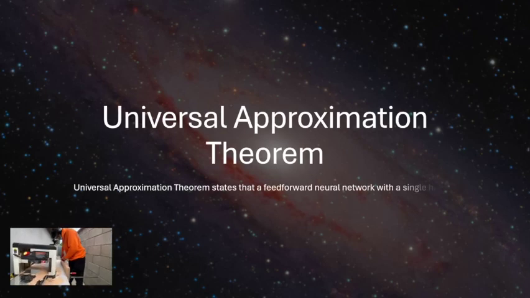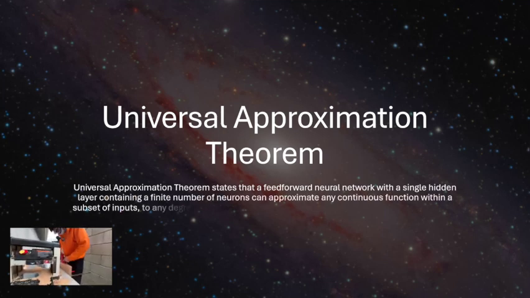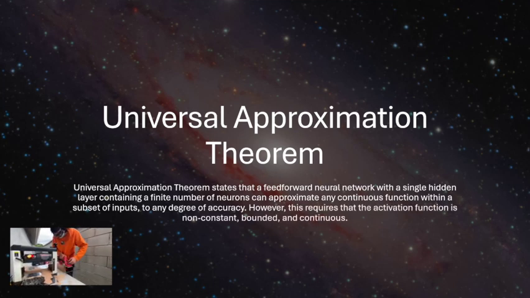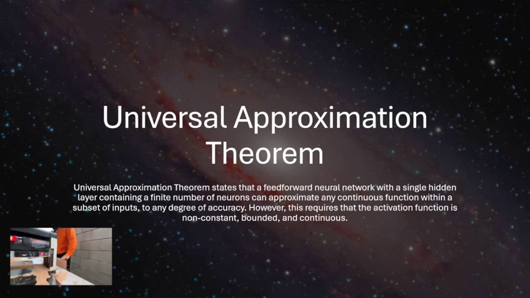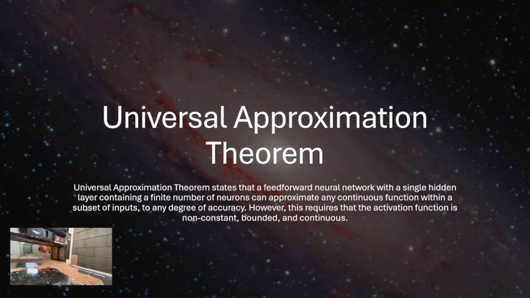The Universal Approximation Theorem states that a feed-forward neural network with a single hidden layer containing a finite number of neurons can approximate any continuous function within a subset of inputs to any degree of accuracy. However, this requires that the activation function is non-constant, bounded, and continuous. Now that's a lot of jargon and kind of complicated.